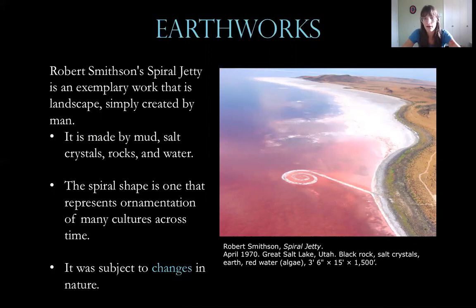Smithson moved in tons of rock and salt crystals, earth, red water, algae you can see around it. It changes every time you see it based on the conditions, to make this huge spiral in the lake. It's hard to tell how big it is, but you can drive a car onto this. So it's very, very large. This is a perfect example of earthworks. It's made out of mud, salt crystals, rocks, and water.